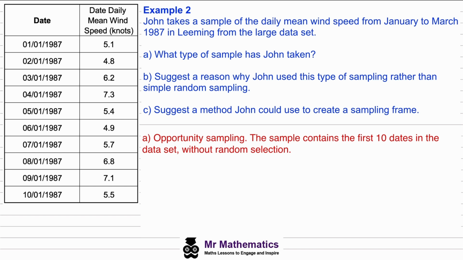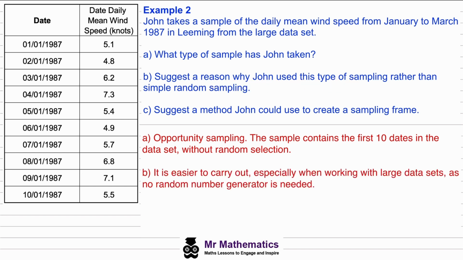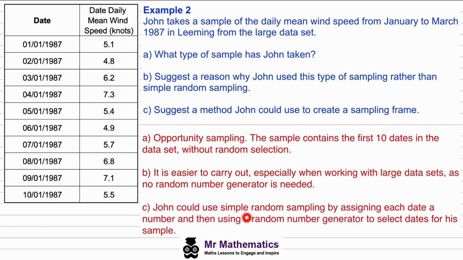For part B, suggest a reason why he used this type of sampling. Well, it could be easier to carry out, especially when working with large datasets, as no random number generator is needed. And then for part C, suggest a method he could use to create a sampling frame. John could use simple random sampling by assigning each date a number and then using a random number generator to select the dates for his sample.